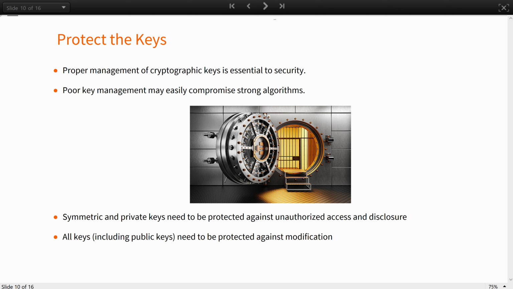As a minimum, symmetric and private keys need to be protected against unauthorized access and disclosure. And all keys, including public keys, need to be protected against modification, accidental or intentional, throughout the key's secure generation, storage, distribution, use, and finally destruction processes.